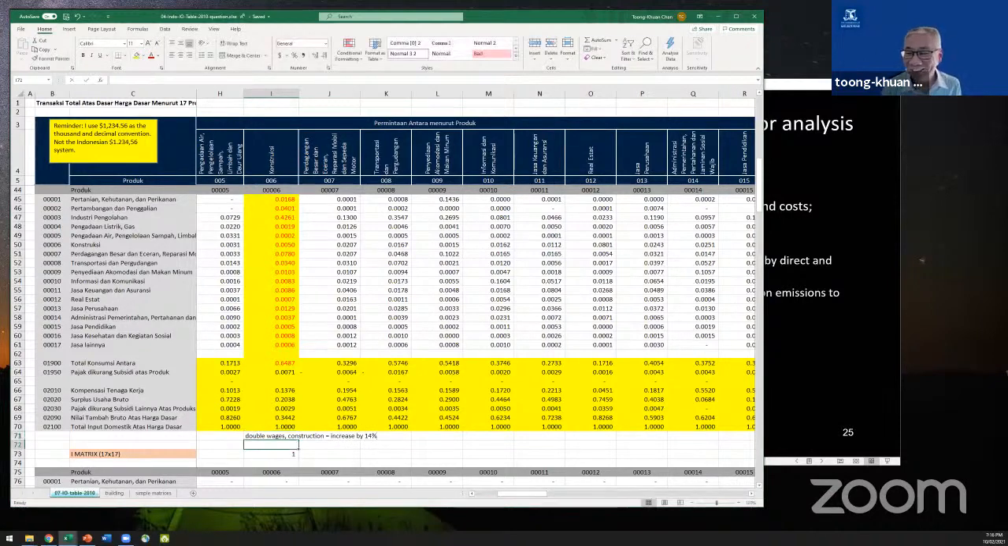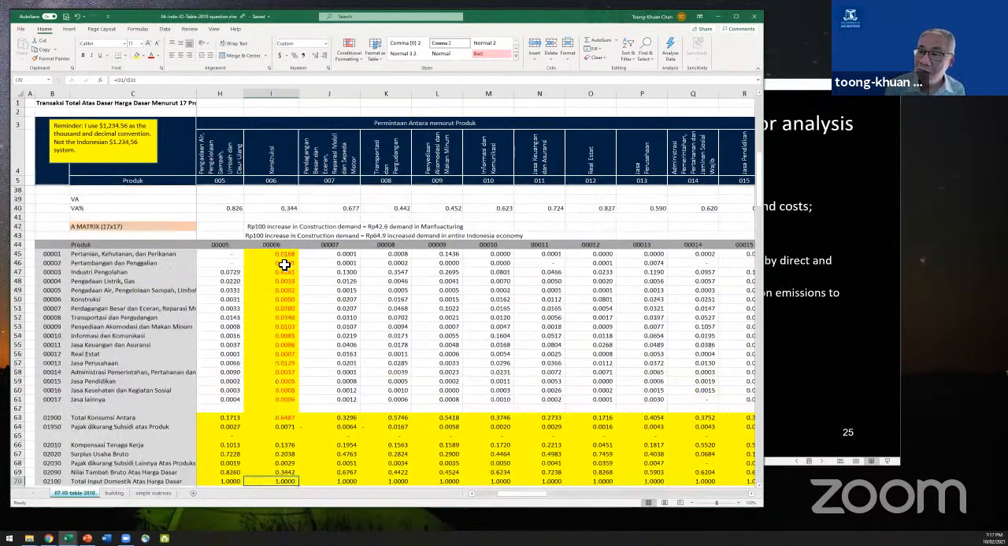Correct? Does that make sense? Because your construction cost is about 14%. If you double that, it's going to go up by 1.14. So your construction here, instead of 1, will become 1.14. So that's a very simple way for you to analyze impact of anything.